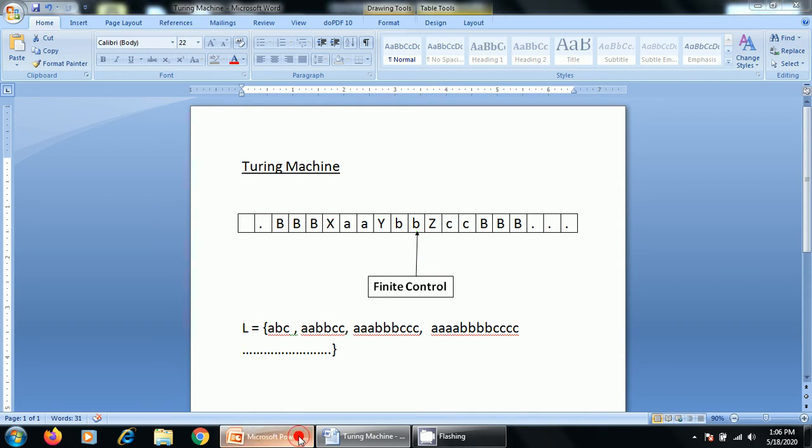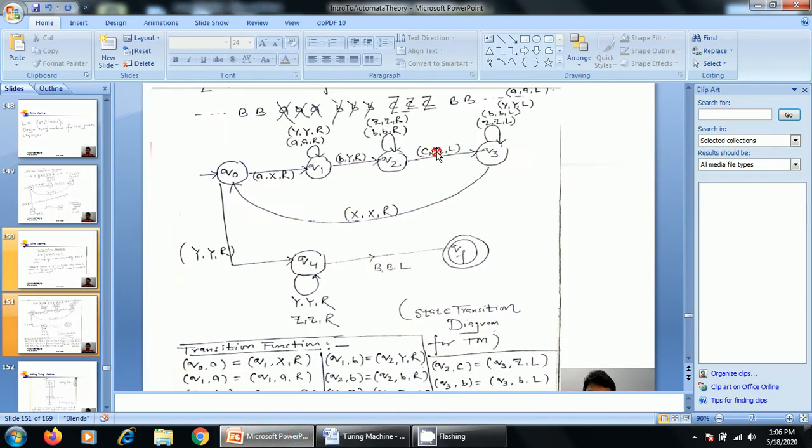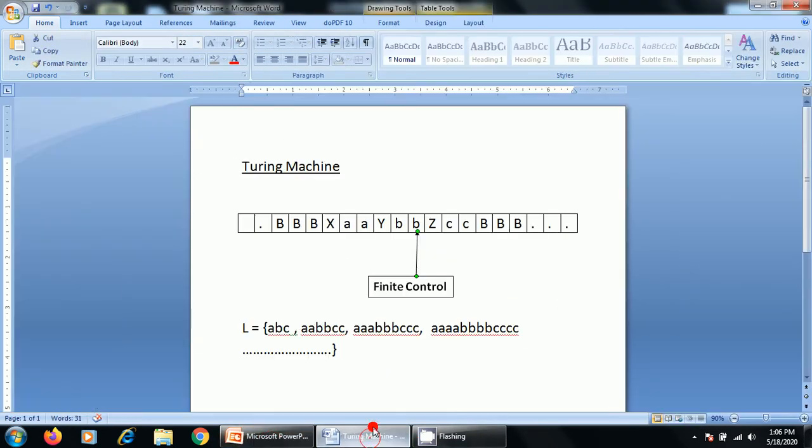Okay, if there is a C, then make it Z and move left. Now we are at this position. If there is a B, keep it B and move left. If there is a Z, keep it Z and move left. If there is a Y, keep it Y and move left.